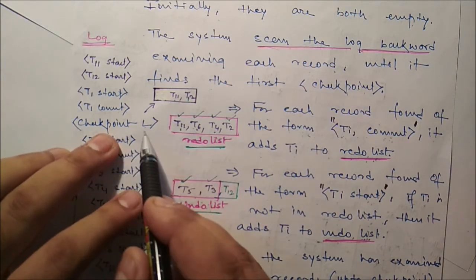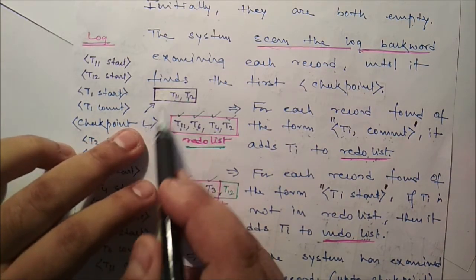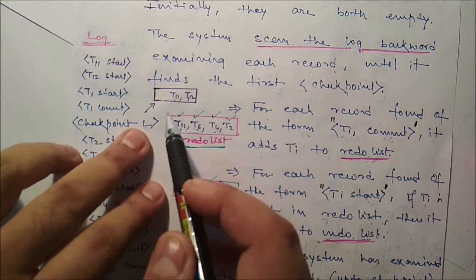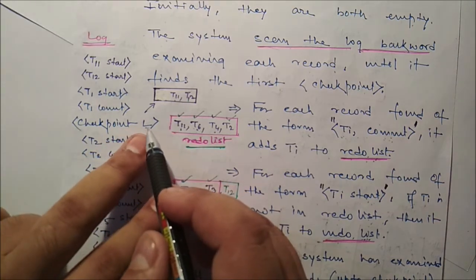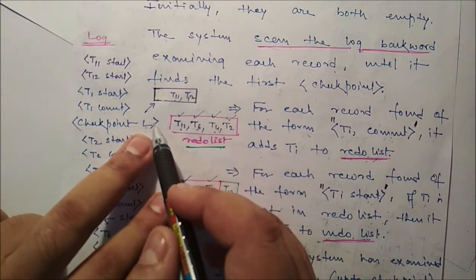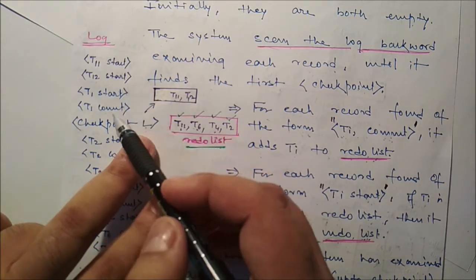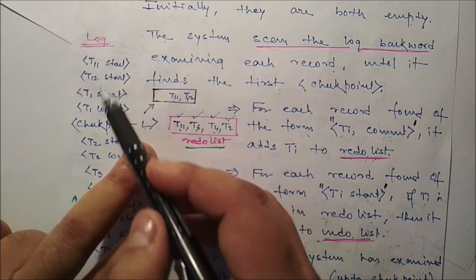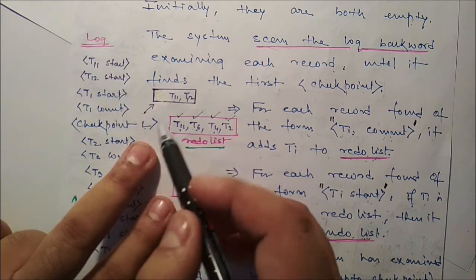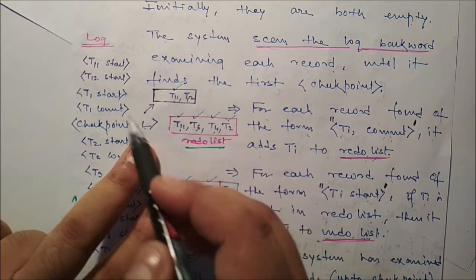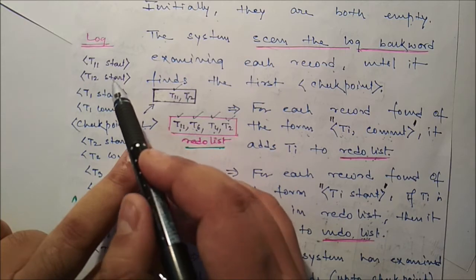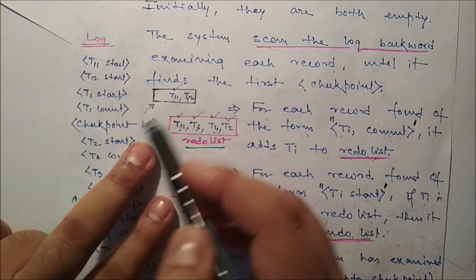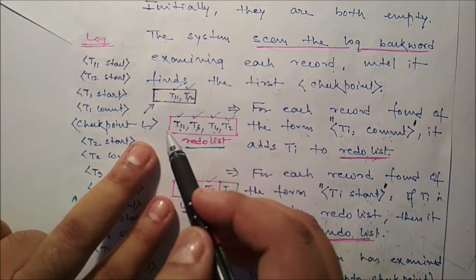Now the checkpoint is there. Now we have to see the L. In L, the database system stores the active transactions. These are the transactions before the checkpoint. T11 start is there, but T11 commit is not here, so that means T11 is in active state. T12 start is there, but T12 commit is not there, so that means T12 is in active state.